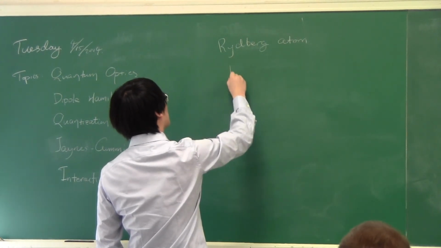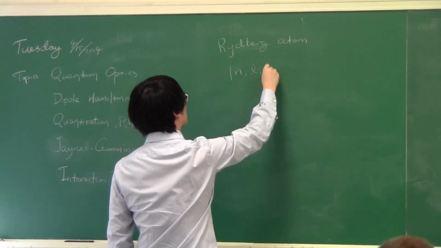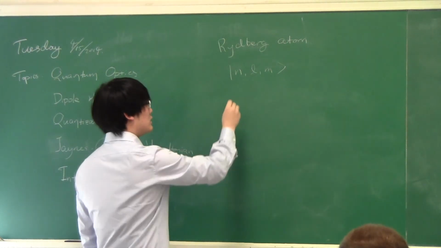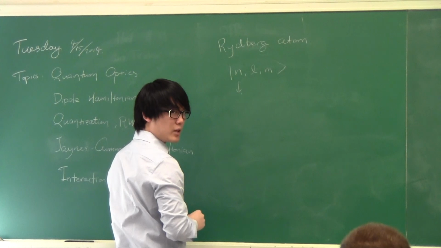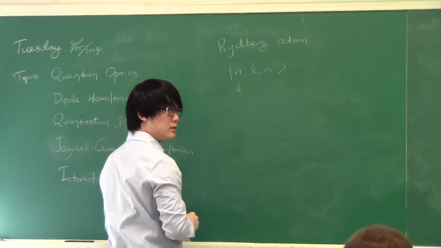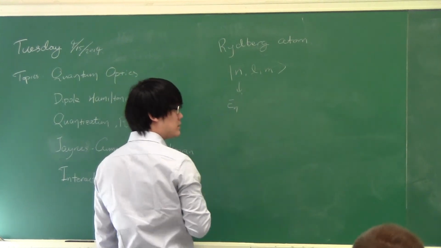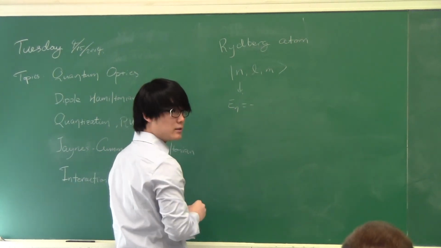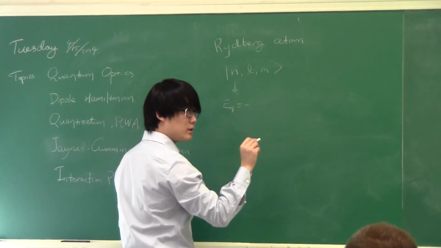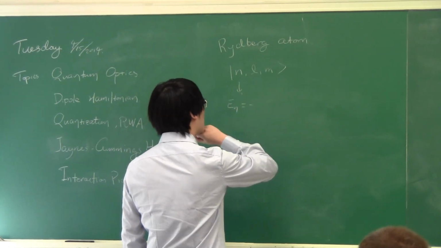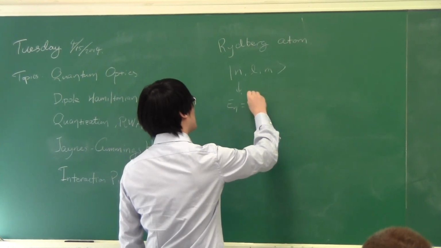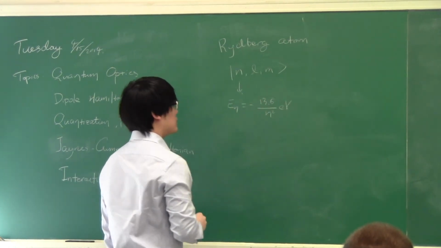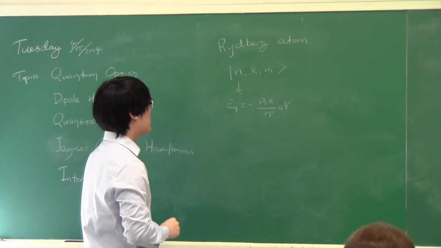If you solve the hydrogen problem, you get these n, l, and m states. In the simple picture, only the number n is related to the energy, as the energy of the n states. Since the hydrogen atom has a bunch of bound states, the energy is negative, and we're taking infinity to be the reference of zero energy. So the spectrum looks like this: 13.6 electron volts divided by n squared.